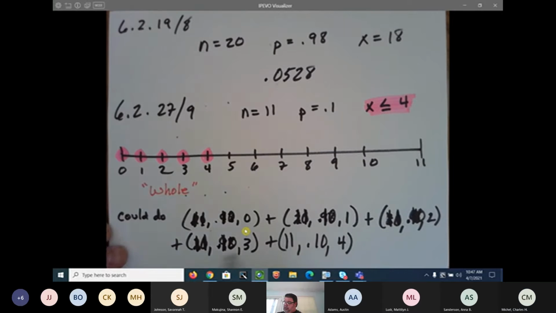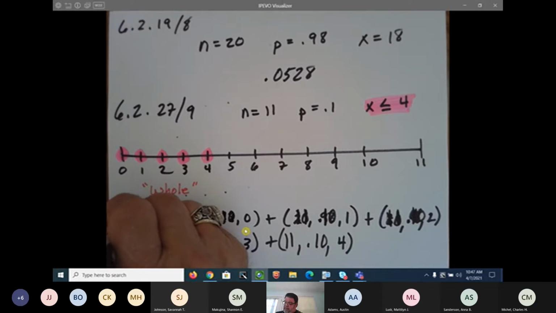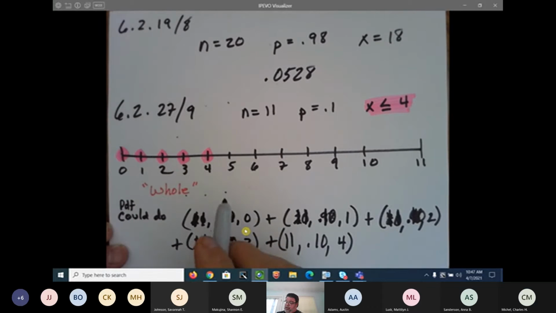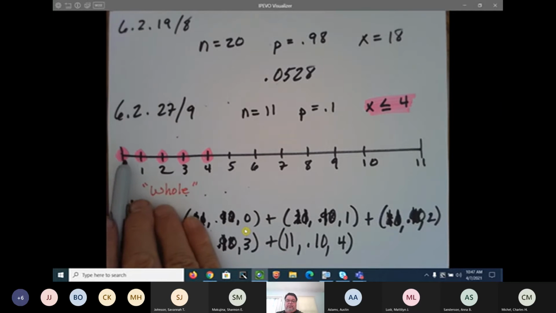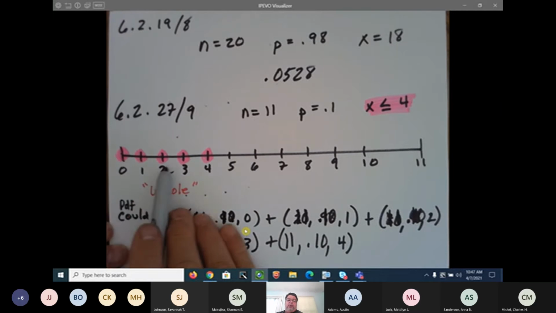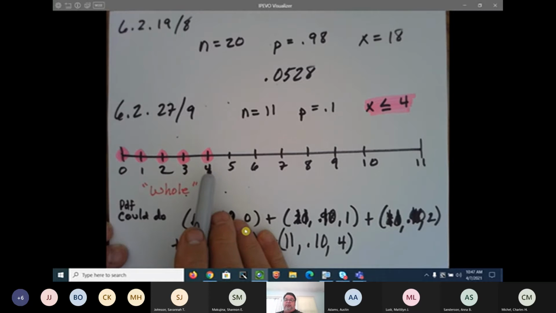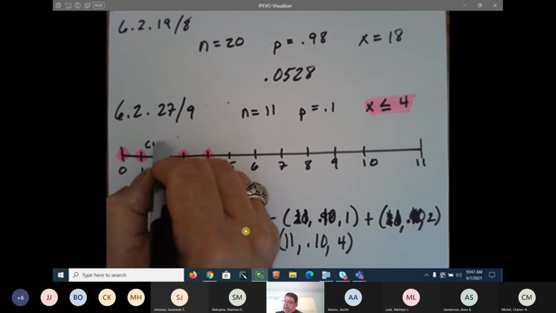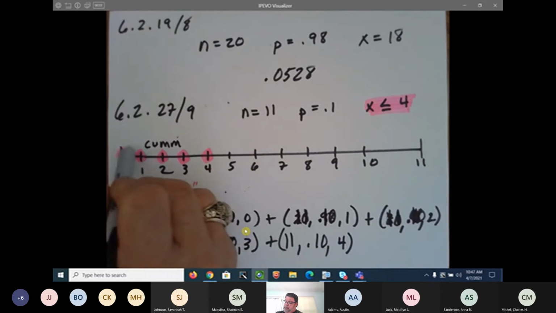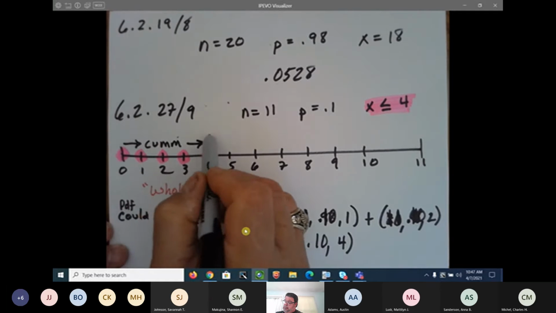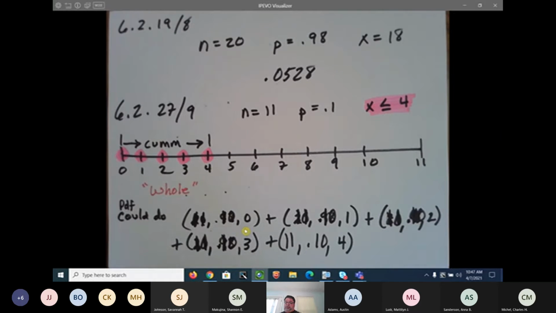So how do I do that? Well, instead of using PDF, I'm going to use CDF, and CDF reads from the left, from 0 to the number you want. That's why it's called cumulative. It always reads from 0. And which way do we read? Left to right.